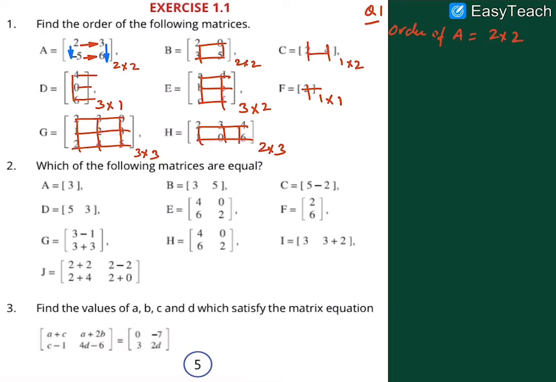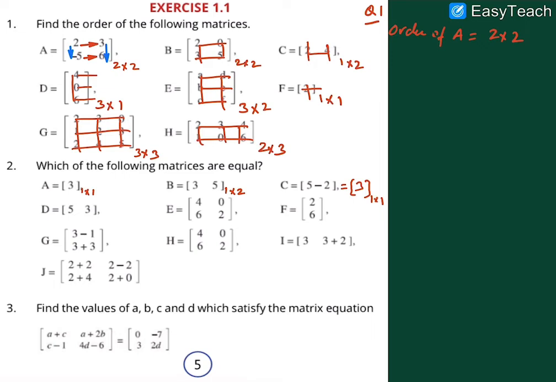Okay. Now in question number 2, which of the following matrices are equal? So first of all, you know the definition of equal matrices. What is that? The order must be the same. So let's find out the order of all matrices, and if there is any simplification in any matrix, we can do that one also. So the order of this A is 1 into 1. The order of B is 1 row and 2 columns, 1 into 2.